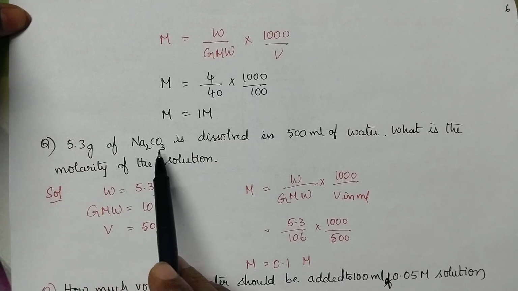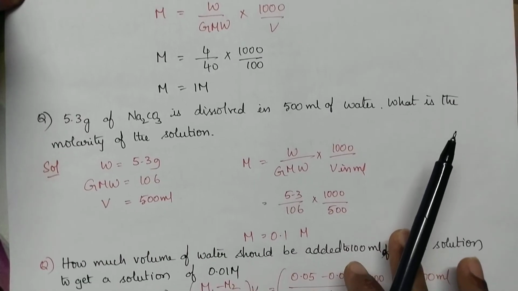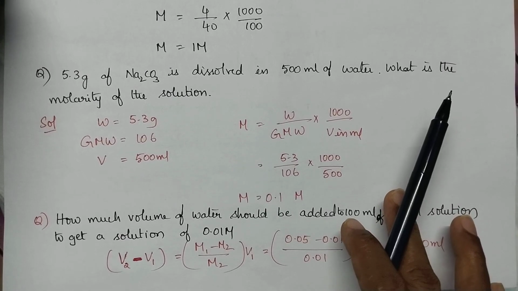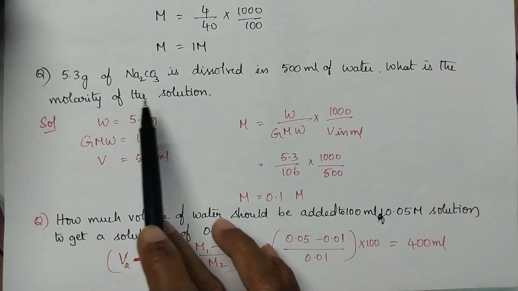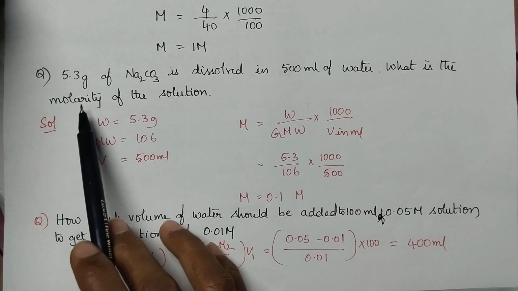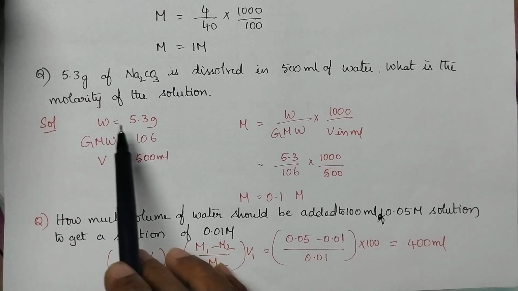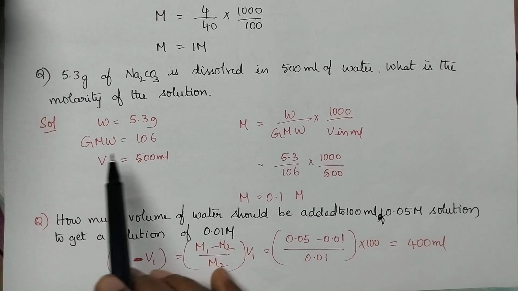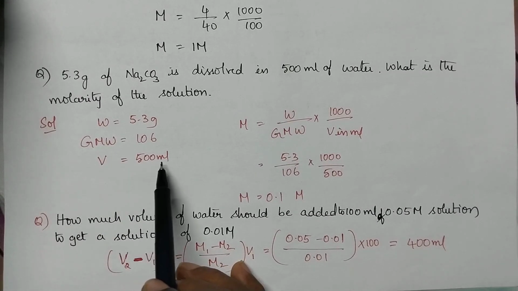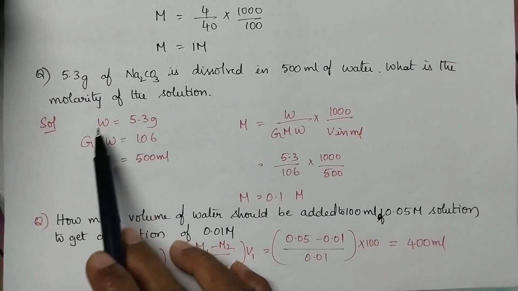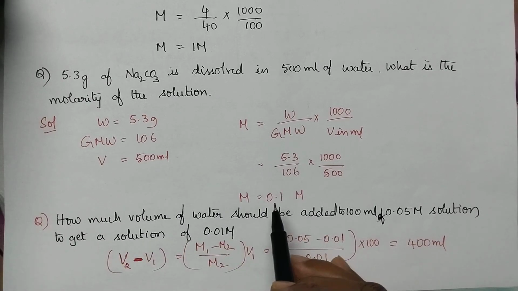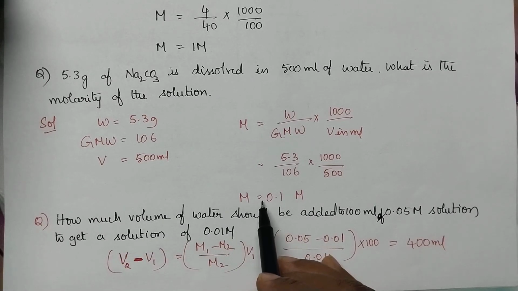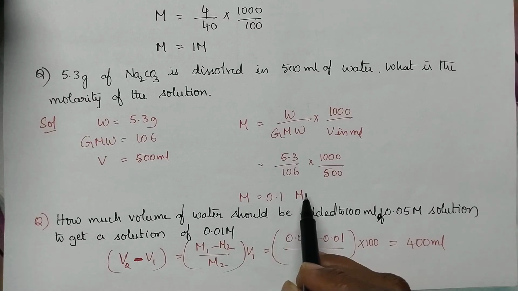Coming to the next problem. 5.3 grams of sodium carbonate is dissolved in 500 ml of water. What is the molarity of the solution? Here the weight of the sodium carbonate is 5.3 grams, gram molecular weight is 106, and volume of the solution is 500 ml. By substituting all these values directly, we get the molarity of the solution as 0.1 molar.